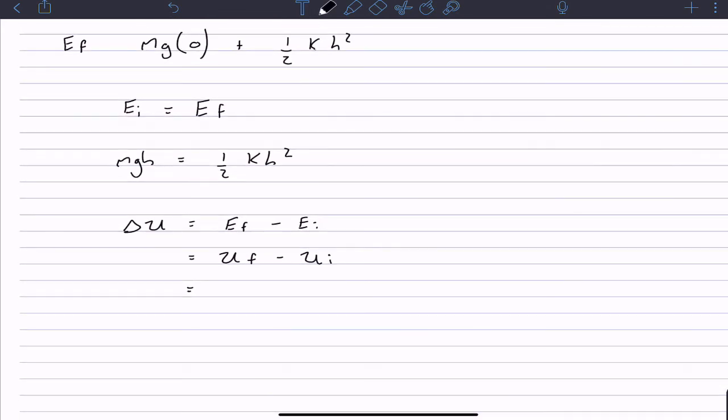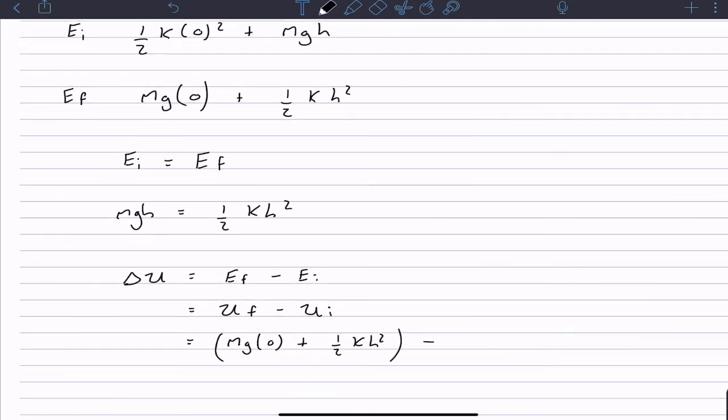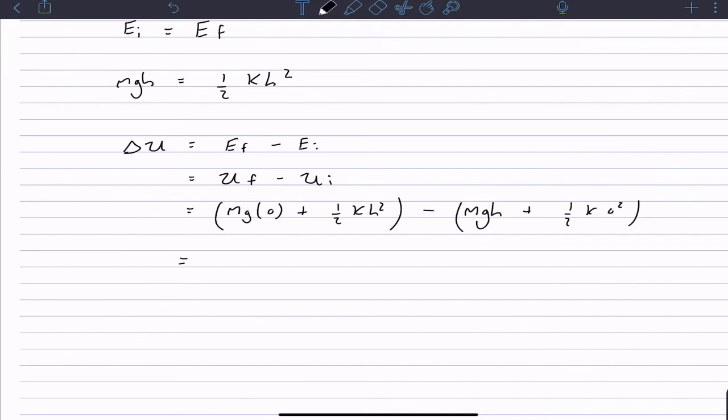So U final for both blocks is mg0 for the block, and 1/2 kh squared for the spring, right? So that's final. And then for initial, we have mgh for the block and 0 for the spring, which means that the total change in potential energy is equal to half kh squared minus mgh.